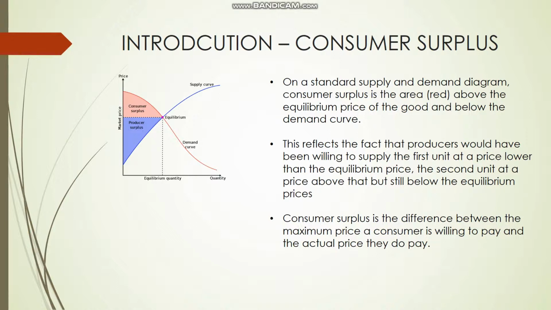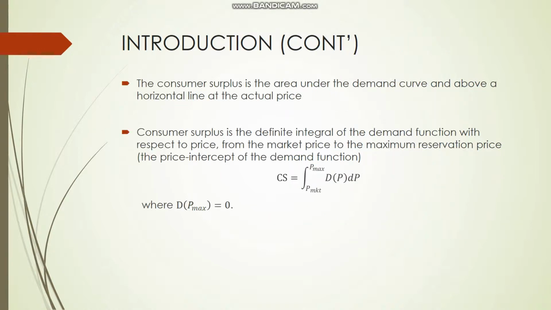Consumer surplus is the difference between the maximum price a consumer is willing to pay and the actual price they do pay. The consumer surplus is the area under the demand curve and above a horizontal line at the actual price. Consumer surplus is the definite integral of the demand function with respect to price from the market price to the maximum reservation price, the price intercept of the demand function.